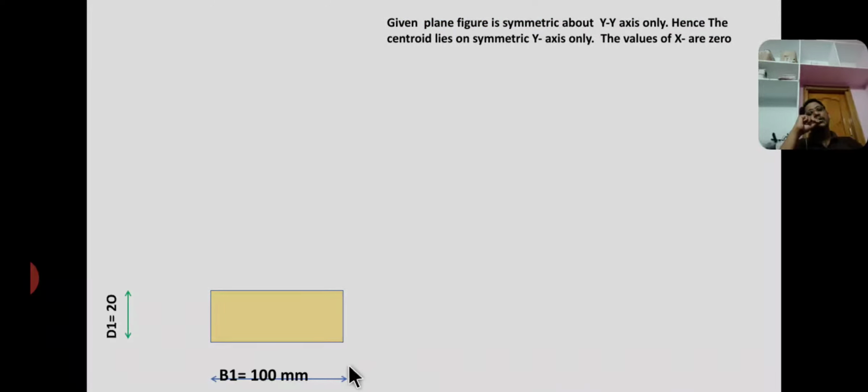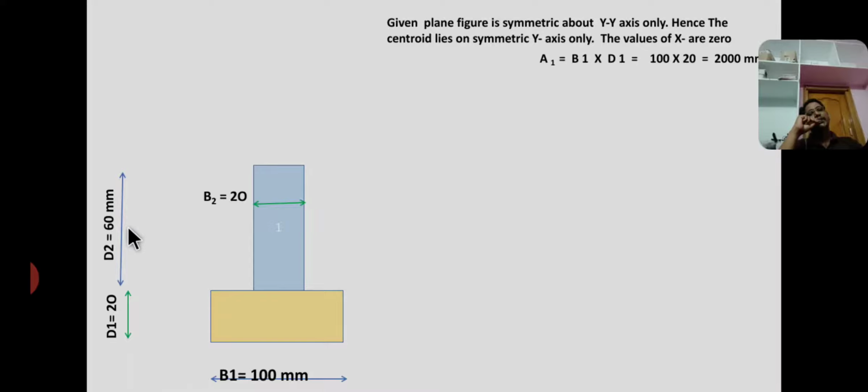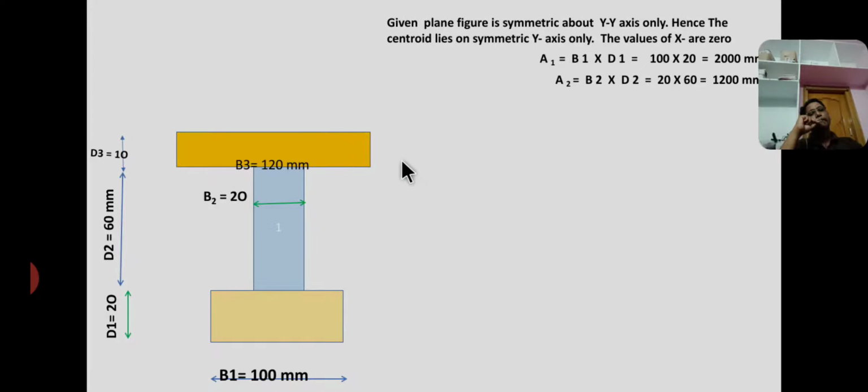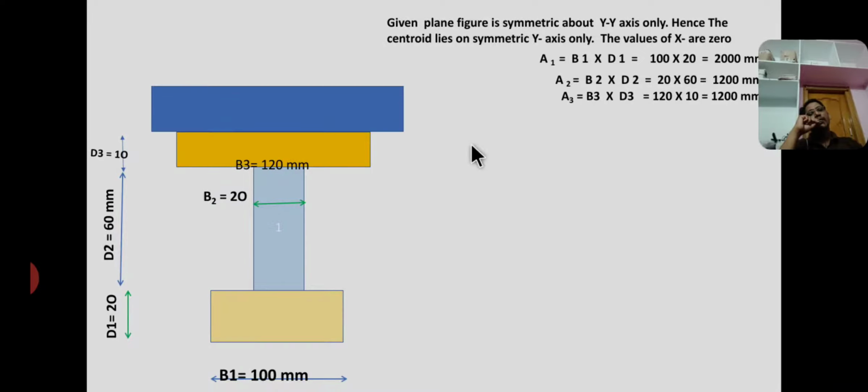Now coming to the areas. Area of the bottom rectangle, that is the bottom flange, A1 equal to 100 into 20, that is base into depth, and area 2 equal to base b2 into depth d2, that is 20 into 60, so area 2 equal to 1200 mm square. A3 is the area of the top flange, that is base b3 into d3, area 3 equal to 120 into 10, that is 1200 mm square, and area 4 equal to base b4 into d4, b4 equal to 150 mm and d4 equal to 20 mm, therefore area 4 equal to 150 into 20, that is 3000 mm square. These four are individual areas, and the total area capital A equal to A1 plus A2 plus A3 plus A4.